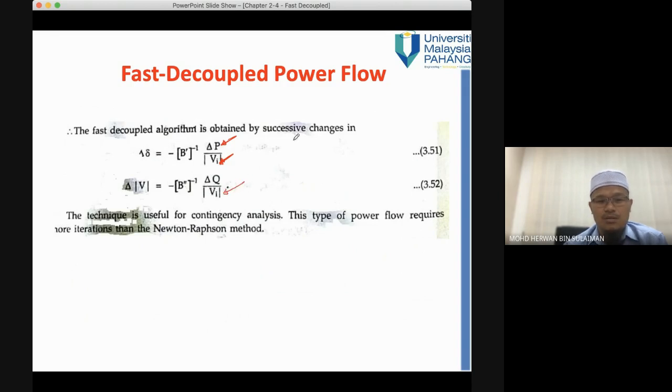Okay, so this equation you do iteratively. Okay, and then this technique is useful for contingency analysis. This type of power flow requires more iteration. It will need more iterations because it has a lot of simplification. It has removed many things, so the result is not very accurate, so it will need more iterations. But the calculation becomes simple.